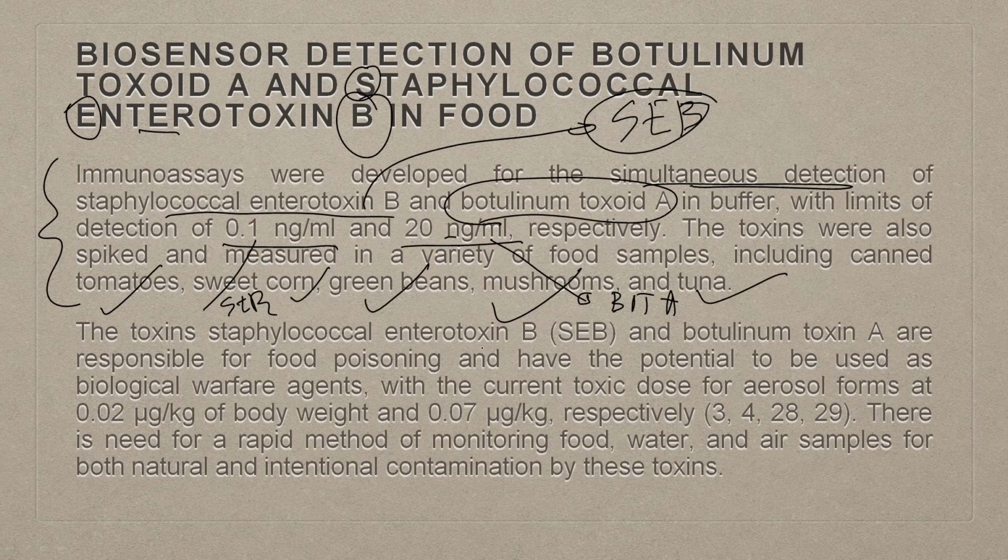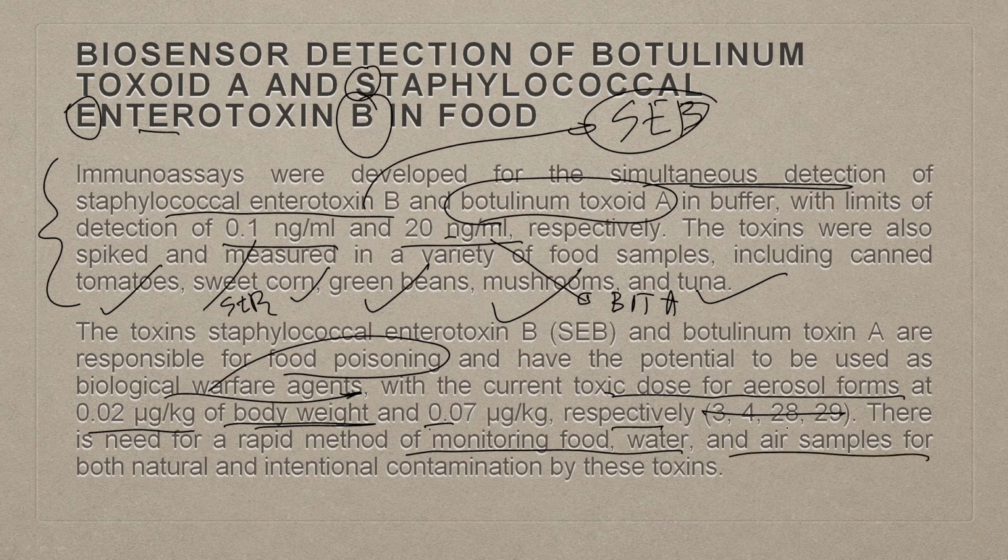The toxins Staphylococcus enterotoxin B and botulinum toxin A are responsible for food poisoning, as we have already studied about it, and have potential to be used as biological warfare agents. The current toxic dose for aerosol form is 0.02 microgram per kilogram body weight and 0.07 microgram per kilogram respectively for each one of these, SEB and the botulinum toxin. There is a need for a rapid method for monitoring food, water and air samples for both natural and intentional contamination by these toxins.